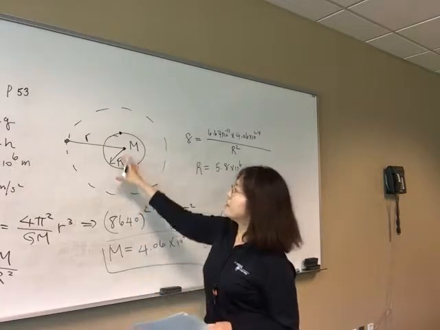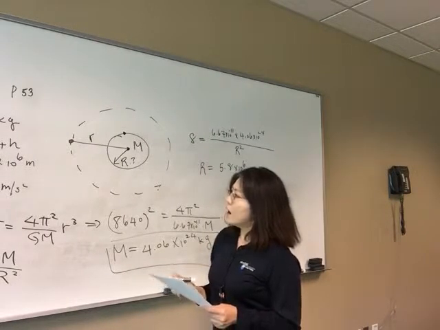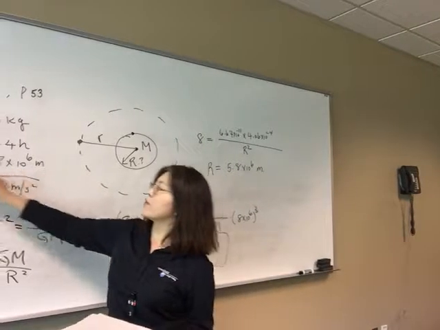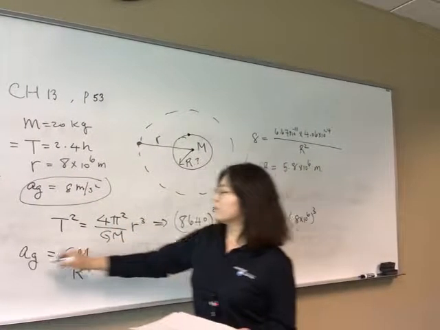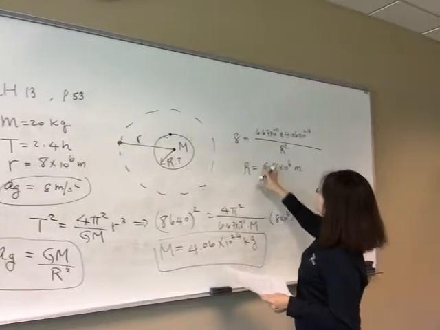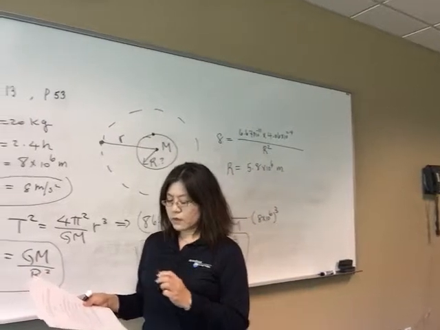Okay? So you can see that this is actually a two-step process. It's not one step. First you need to figure out the mass of the planet, and then use that information, because your a is equal to GM over r squared, to calculate the radius of the planet. Okay? So that's that.